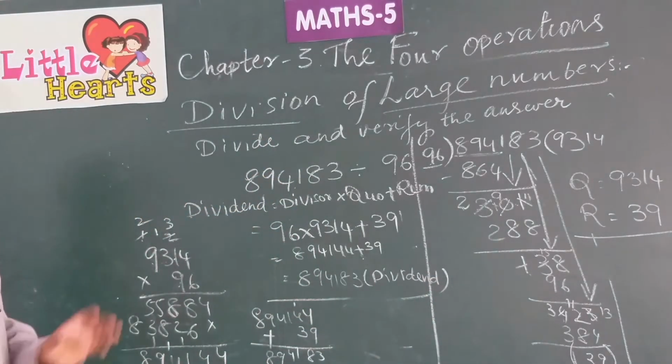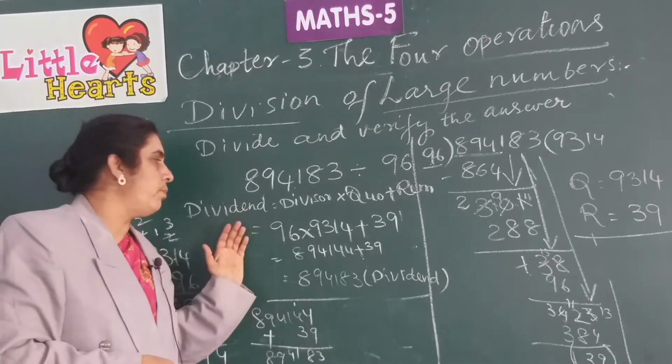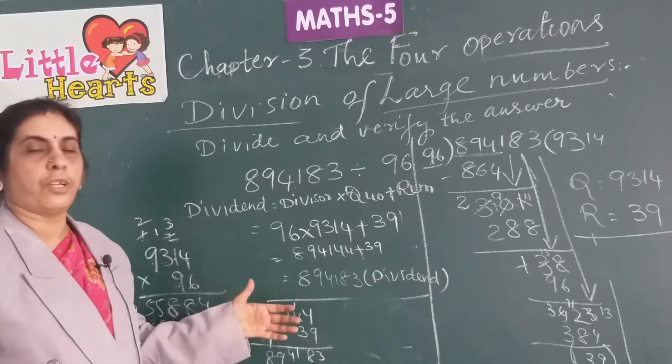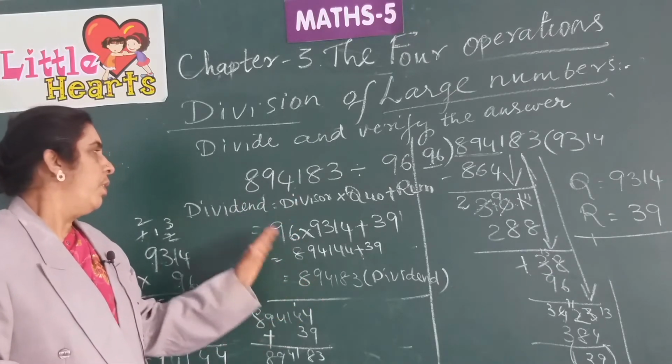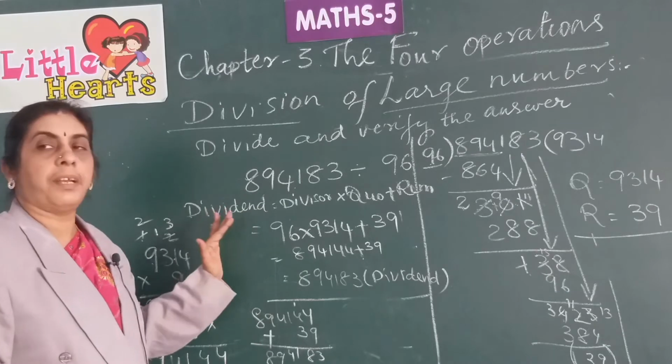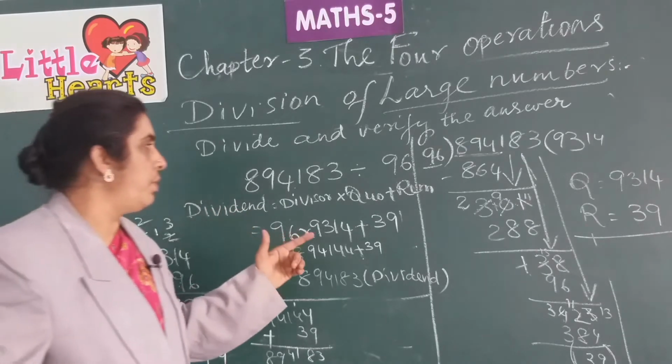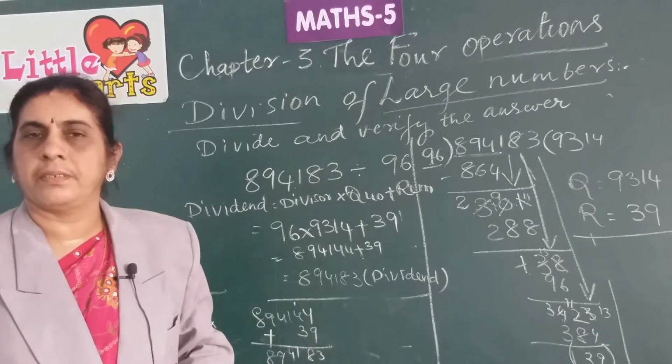In this way you have to divide the number and you have to verify your division whether it is correct or not. We got the dividend here. What is the formula for checking? Dividend equals divisor into quotient plus remainder.